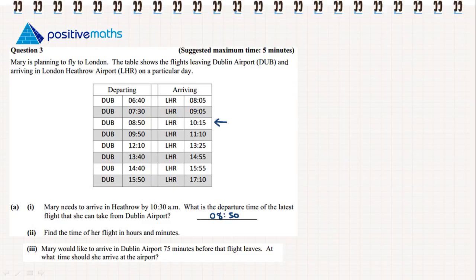Part 2. Find the time of her flight in hours and minutes. In order to find the length of the journey, we need to find the difference between the time she arrives, so 10:15, and 8:50. So we need to subtract the hours and we need to subtract the minutes. So 10 hours minus 8 hours is going to give us 2 hours. 15 minutes minus 50 minutes is going to give us minus 35 minutes. So now we have 2 hours minus 35 minutes. That's going to give us 1 hour and 25 minutes.